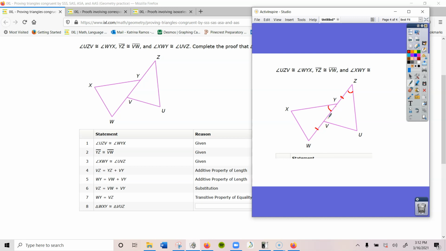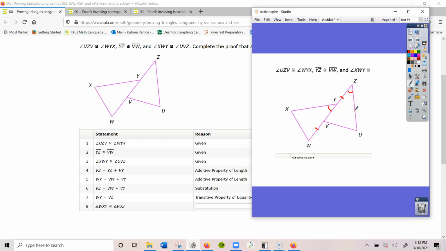So VZ is equal to YZ plus VY, so this whole segment here. And then WY is equal to WV plus VY. And then again, they substituted here that WY is equal to VZ since they have the same additive properties there. So you see how it's VW plus VY for both. So they made both of these equal to each other by substitution.